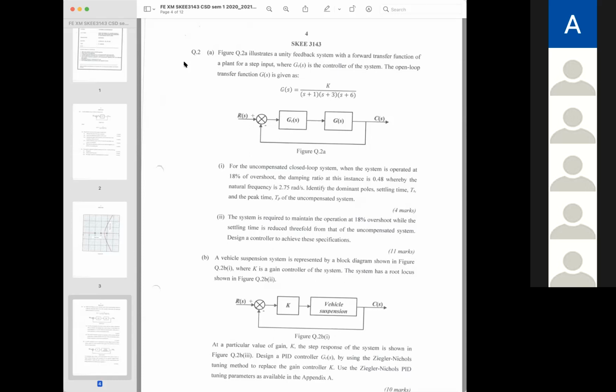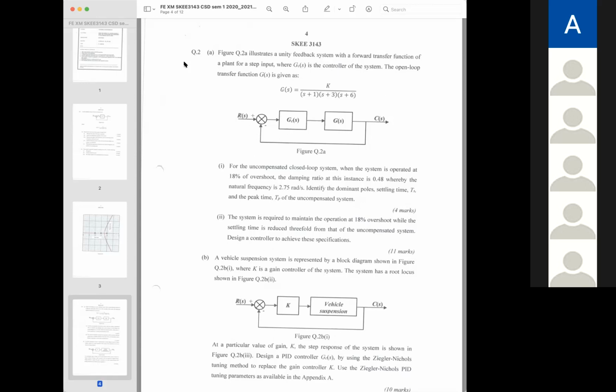Okay, unity feedback. Then the closed loop transfer function will be... For the uncompensated closed loop system, when the system is operated, the overshoot is 18%. The damping ratio at this instance is 0.48.